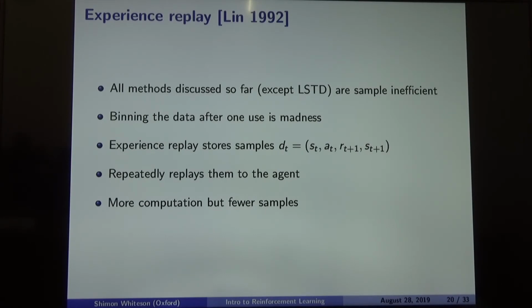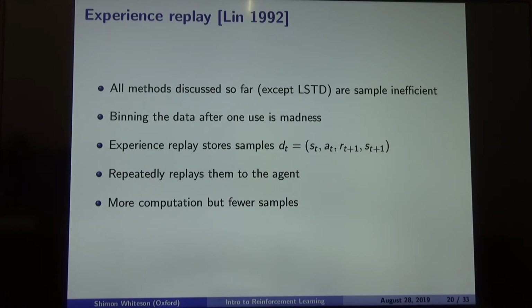All you do in experience replay is, every time you collect a data point, and by a data point I mean a tuple consisting of a state, an action, a reward, and a next state, every time you collect a sample by interacting with the real world, you store it in a replay buffer. Then when you learn, you don't just learn from a stream of new data coming in from the actual world, you actually replay data coming from the buffer. Very simple idea. Lin proposed this back in 1992.